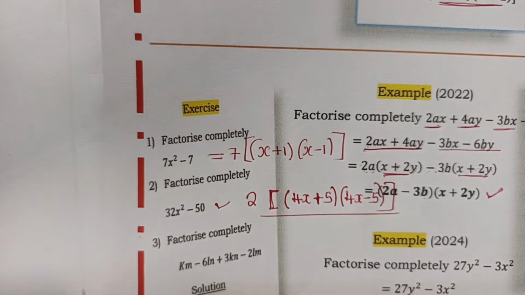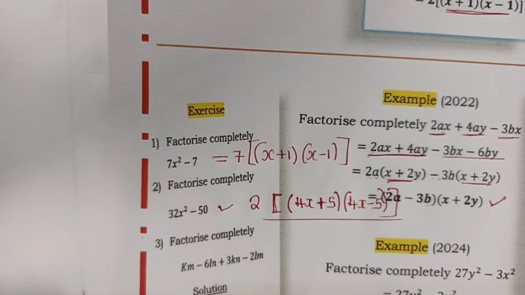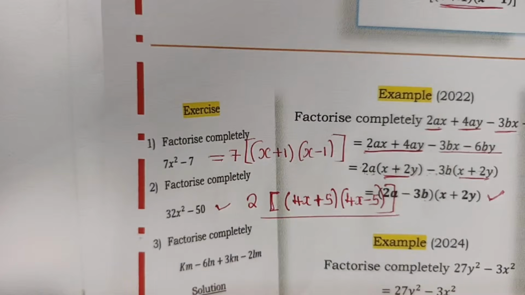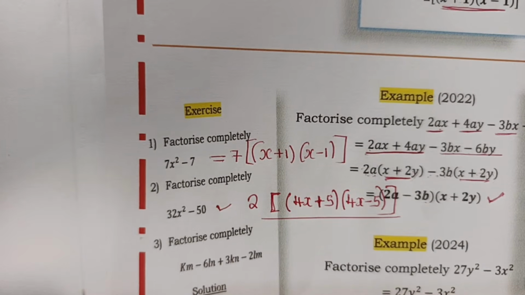Factorize completely km minus 6ln plus 3kn minus 2lm. Are you able to see that one? Yes, it's clear. Factorize completely km minus 6ln plus 3kn minus 2lm.